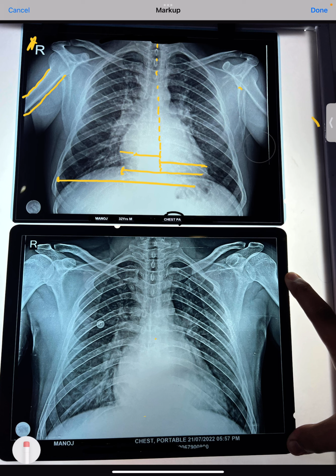The most important advantage of AP view is if the patient is moribund, if the patient is not able to walk, or if the patient is tachypneic, not able to stand, having fever, chills, rigors, and is not able to walk, then at that point of time you have to definitely go for the AP view and not the PA view.